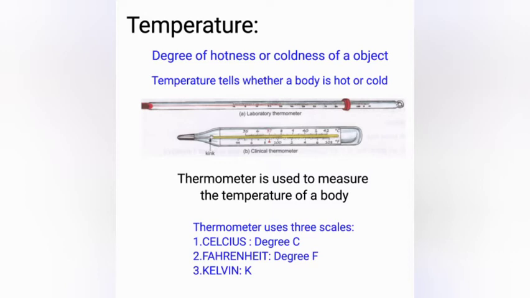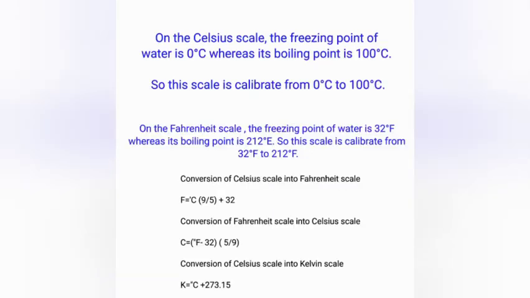Now, there are three scales in which temperature can be measured: Celsius, Fahrenheit, and Kelvin. You have heard the newsreader say, today the city recorded a maximum of 32 degrees Celsius and a minimum of 28 degrees Celsius. So, it is a measure. 96 Fahrenheit, 97 Fahrenheit, it is also another measure.